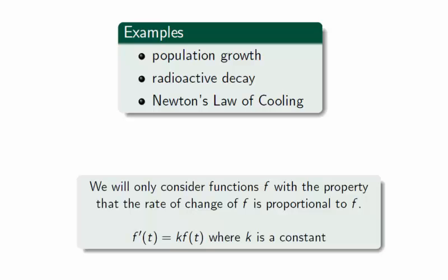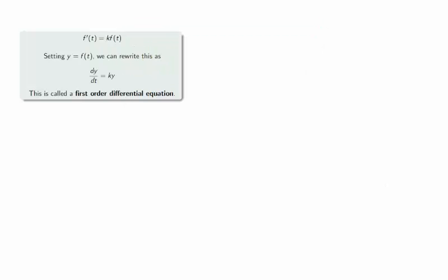We will only consider functions f with the property that the rate of change of f is proportional to f. More precisely, functions f with the property that f prime of t is equal to k times f of t, where k is a constant. Setting y equal to f of t, we can rewrite this as dy/dt is equal to k times y. This is called a first-order differential equation.